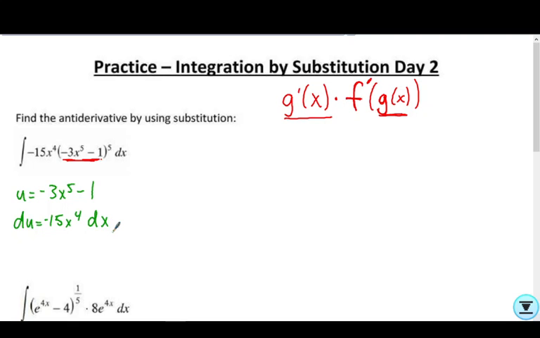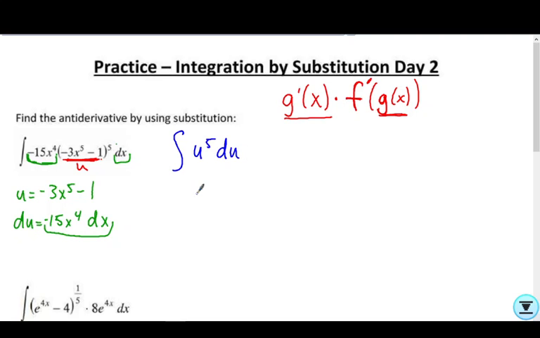Okay, so this right here is what you're going to substitute for du. And then this right here, this is u. So when you're done substituting, you're going to end up with the integral of u to the fifth du. And so this is the whole point of substitution. It's getting your integral into a form that is very, very simple to integrate.